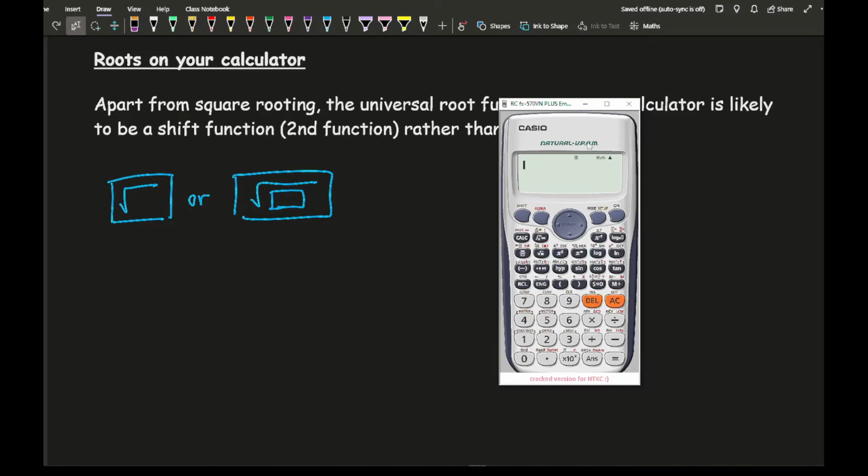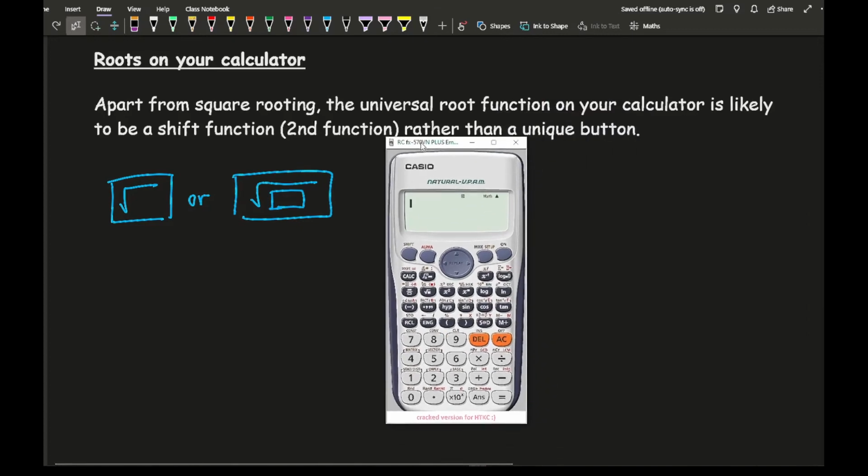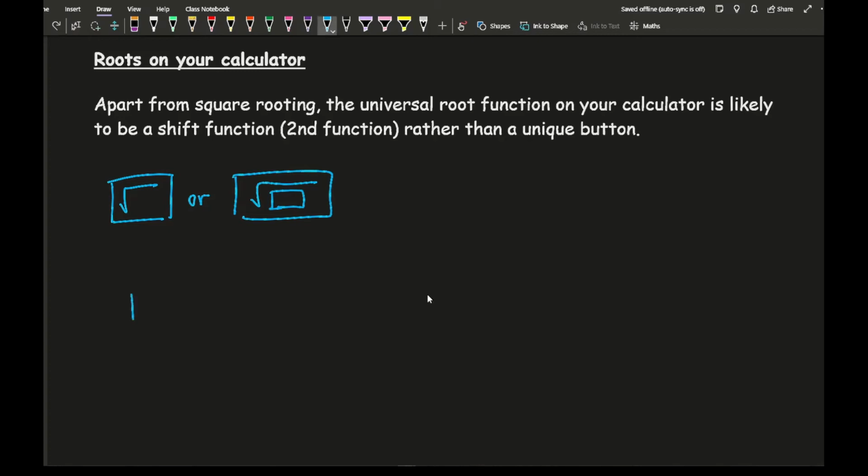Now when it comes to cube root, some calculators may have it, but most roots need to be second functions. Now a second function or a shift function, for these, it's basically what's written above the buttons. Looking closely above my square root button, what I've got above it written in yellow is the cube root.